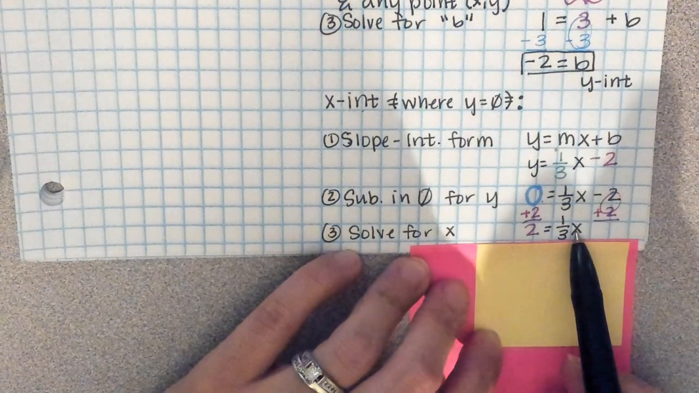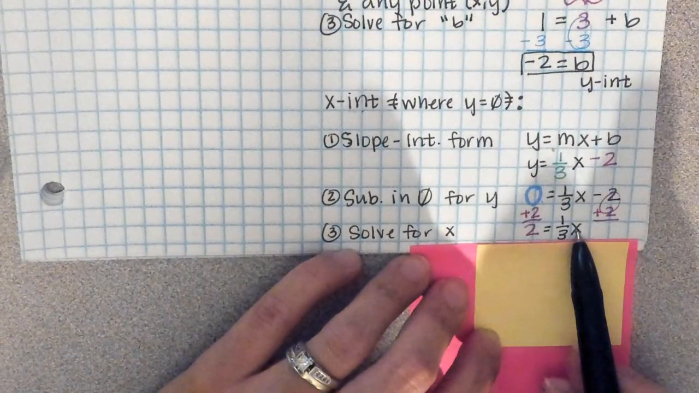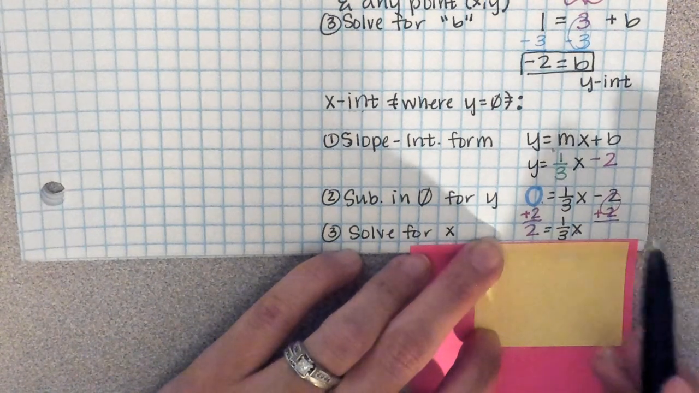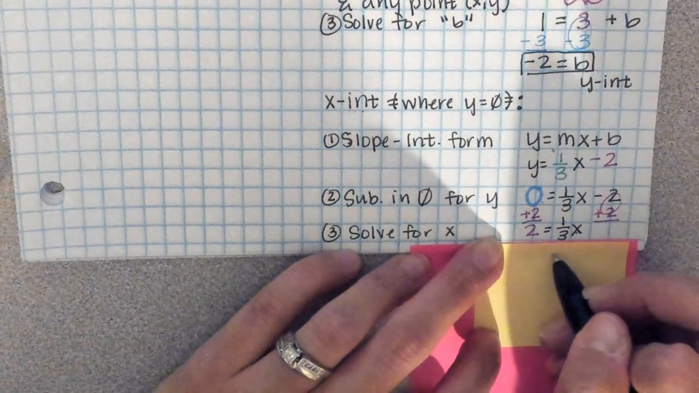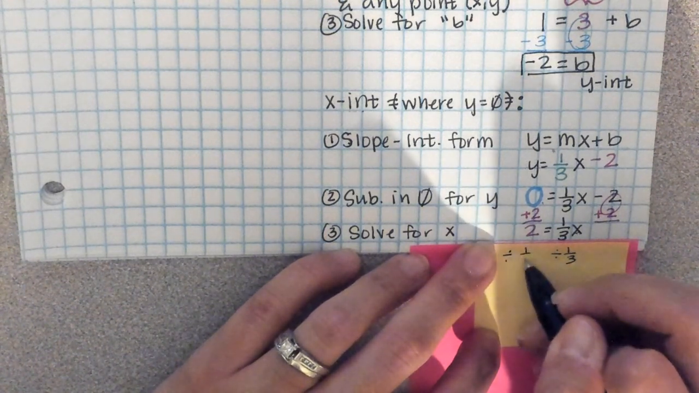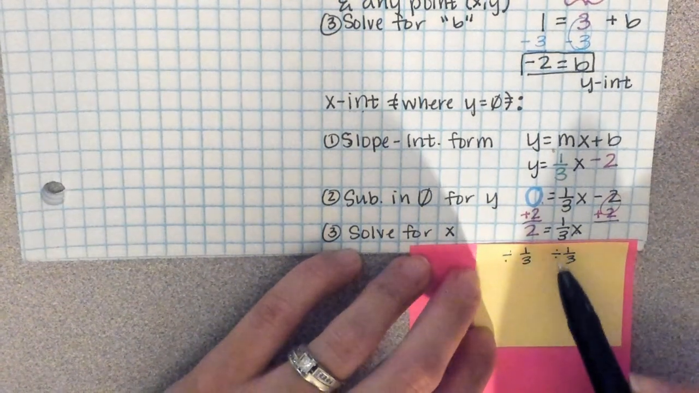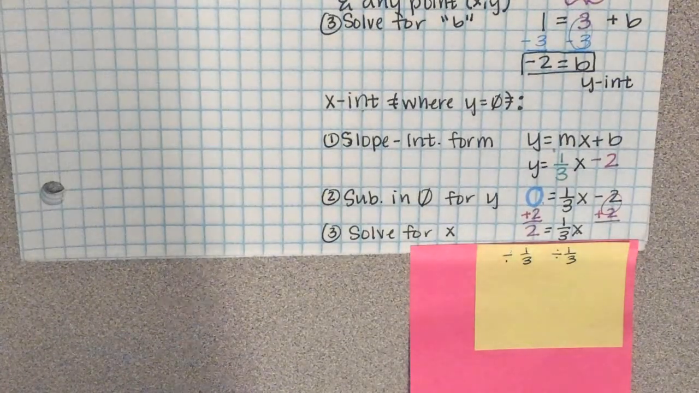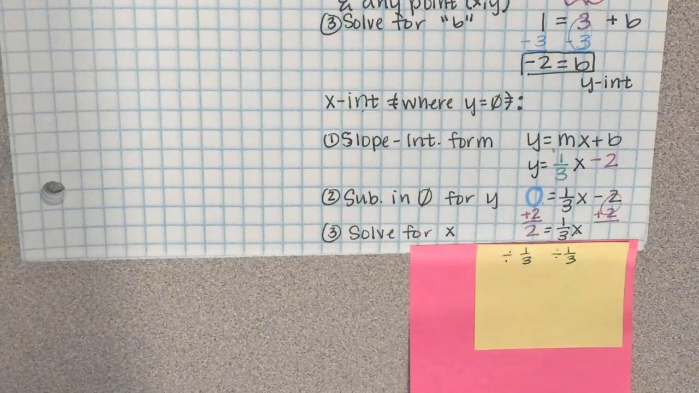So I need to get x by itself. Here they're multiplying because they're stuck to each other. So remember, I have to undo the multiplication by dividing by 1/3 on both sides. And I put the division sign just because it's already a fraction. I didn't want to put too many fraction signs to confuse you. Right, Angela?